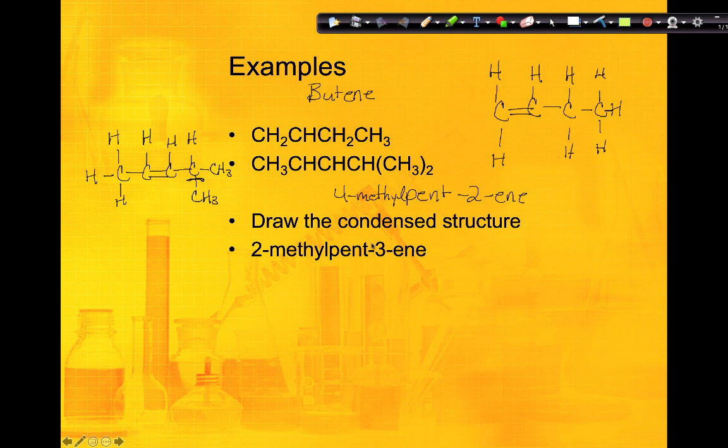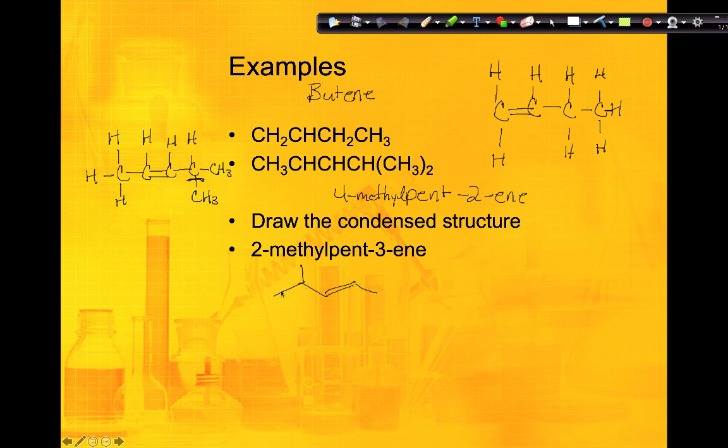All right, so let's draw the condensed structure this time. 2-methylpent-3-ene. I'm going to draw out the skeletal structure first. We've got pentene, so let's draw the pent. 1, 2, 3, 4, 5. My double bond is going to be at the 3rd one, so 1, 2, 3. There we go. And then 2-methyl, so there's a methyl group right there.